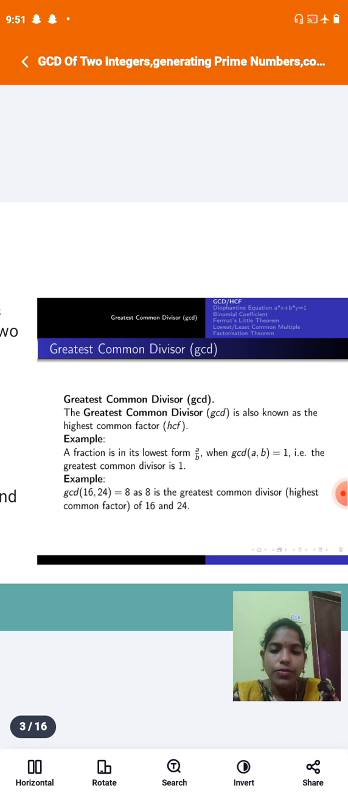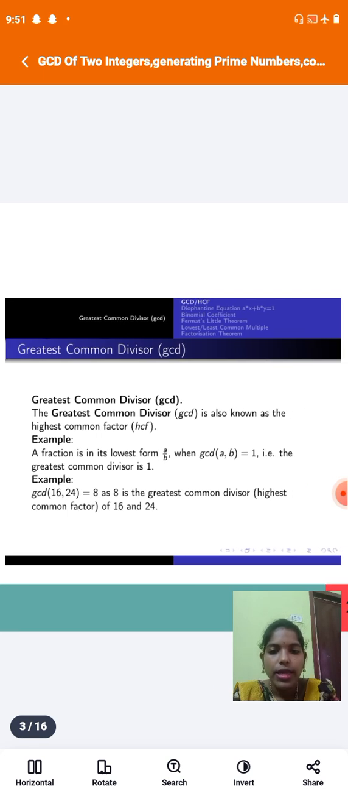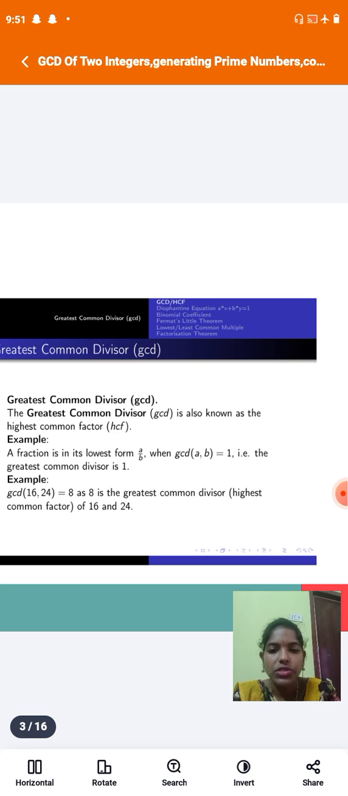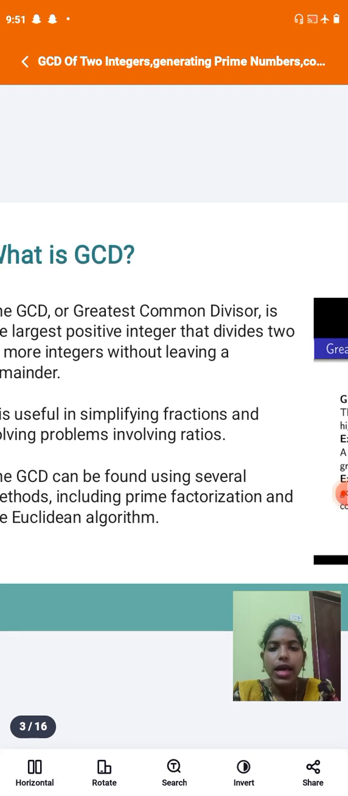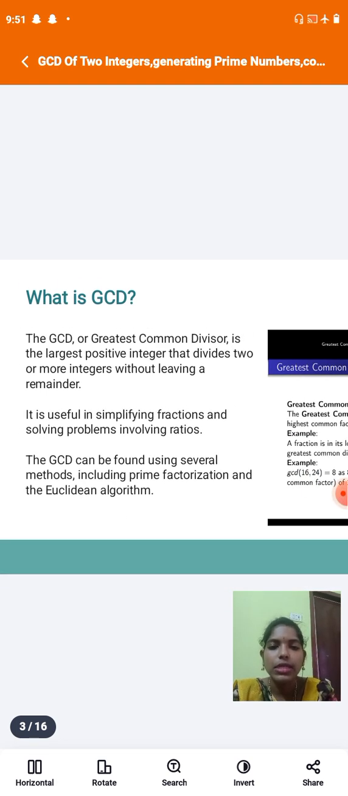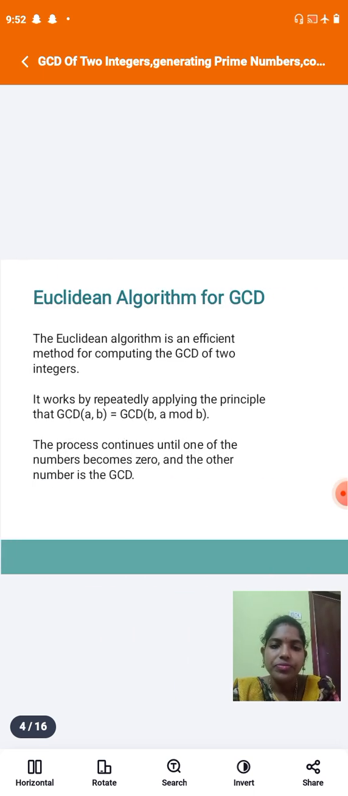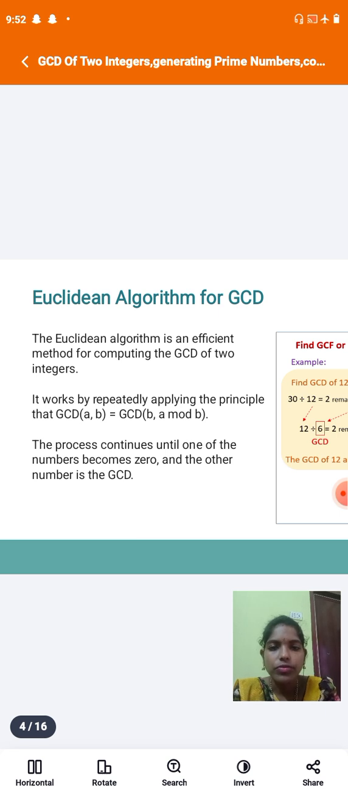Example: GCD of 16 and 24. 8 divides both the numbers 16 and 24, so 8 is the greatest common divisor. Here we take the example of two or three numbers divisible by one common number, the highest positive integer, and that is the greatest common divisor. It is useful in simplifying fractions and solving problems involving ratios. This method includes several factorizations and algorithms. We apply this GCD. Next, Euclidean algorithm for GCD.